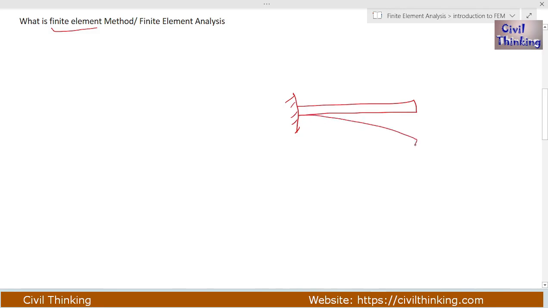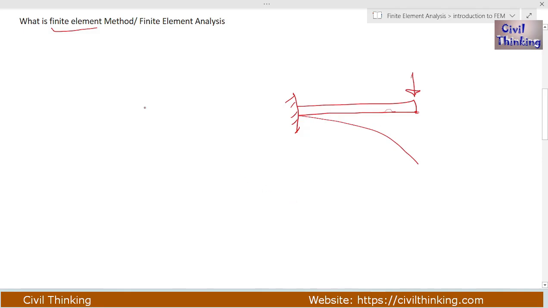For example, it would deflect like this when we apply a load. So maybe we want to find how much it deflected at this point and all of these, and how we get this deflection curve. In order to find these engineering properties, we use finite element analysis.